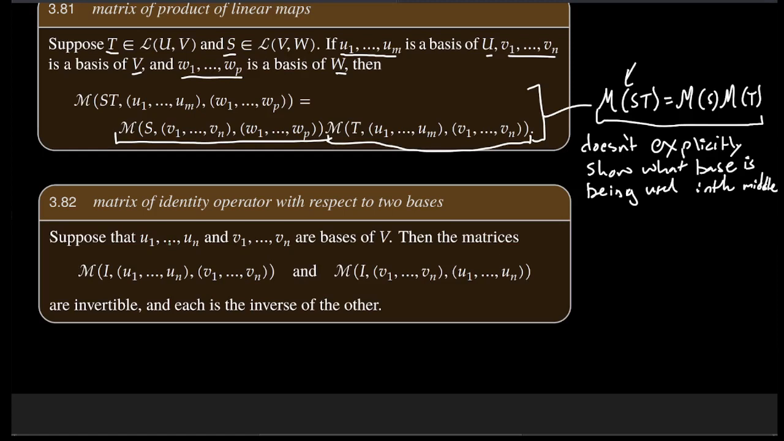So if we take the matrix of the identity operator with respect to two bases, we have a way of switching bases.